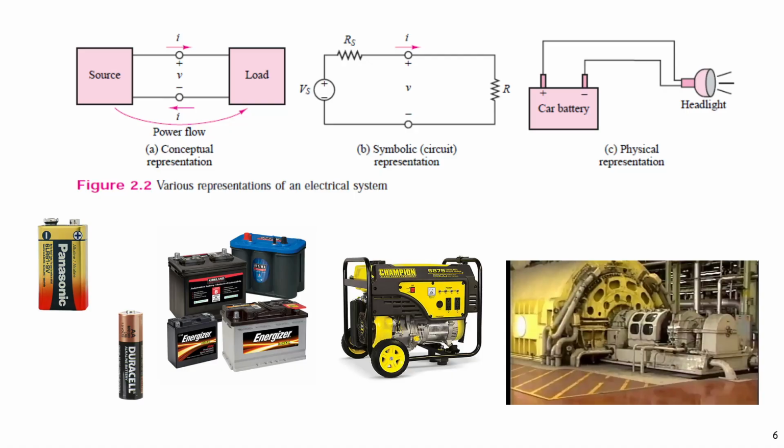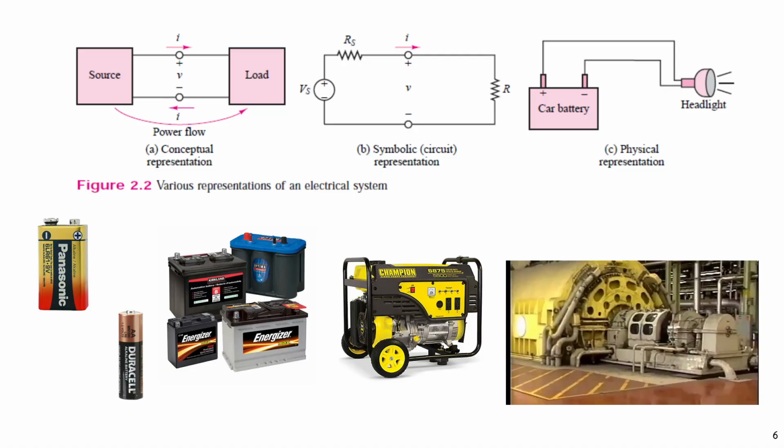And these are various representations of an electrical system. We can have a source, we can have a load. We can draw like this. This is the source side and load side, or we can draw it in the form of the symbol of a voltage source to the load, right? Or you can present it in the shape of a battery with a lamp, for example.